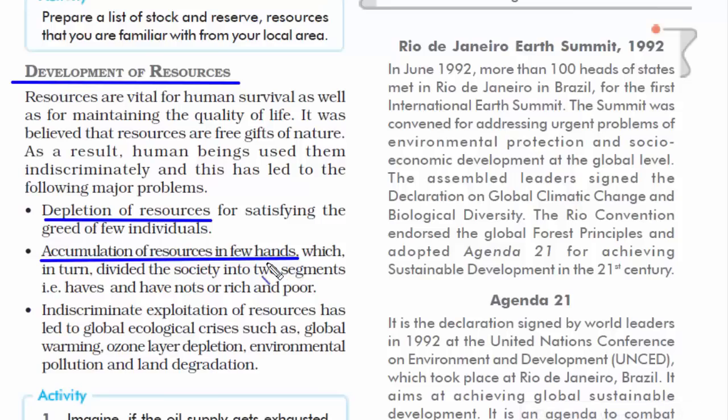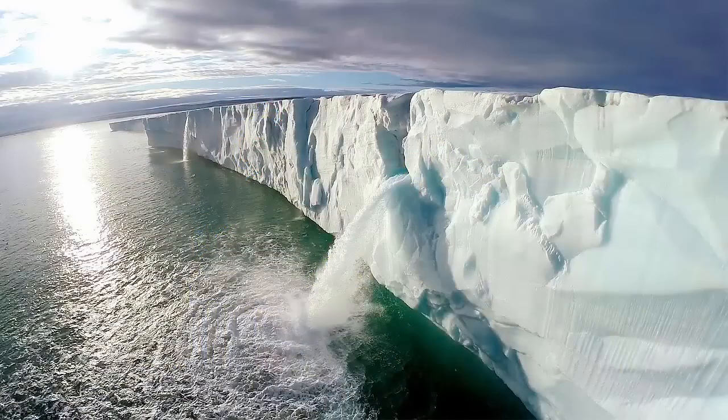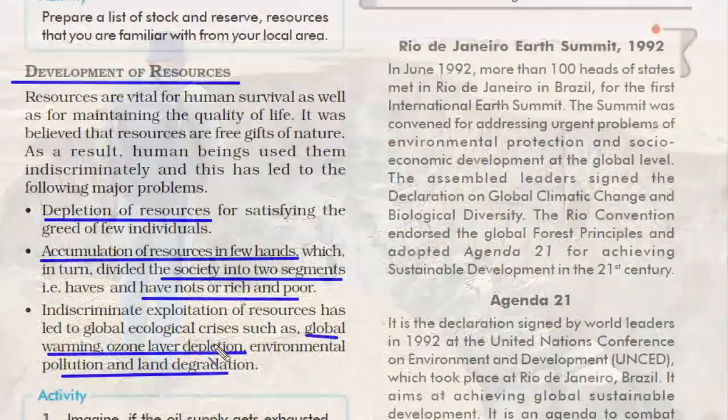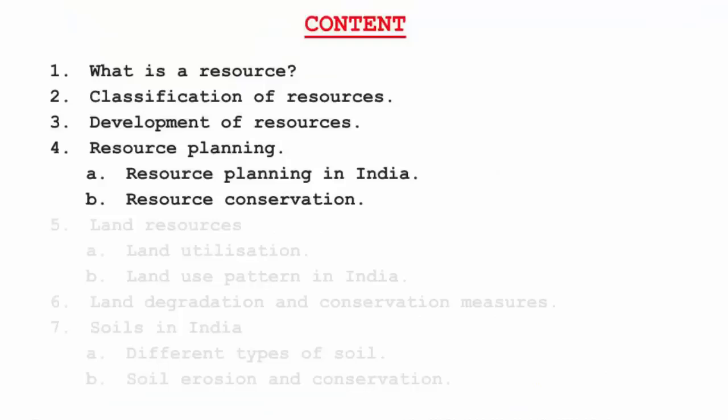If you have few people controlling the large chunk of resources, then the society is divided into two segments, that is rich and poor. And then not to mention global warming, ozone layer depletion, environmental pollution, all are caused because of unthoughtful utilization of resources. So all these problems call for a proper planning of resources. And with that, it brings us to a new topic called resource planning in India.